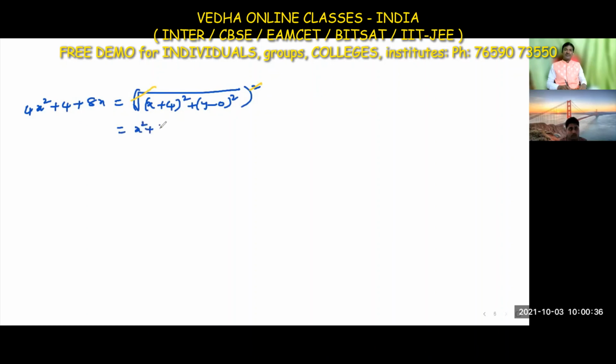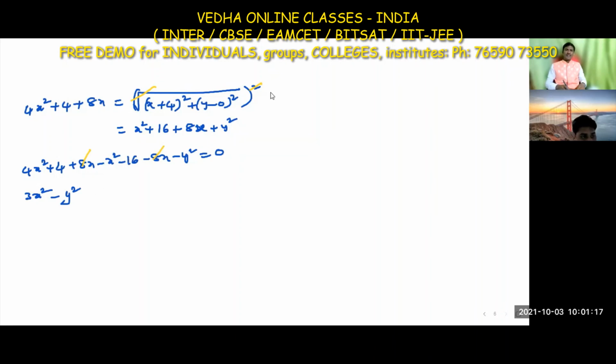So simplify the right side part. x square, 4 square 16, 2 times 4 is 8x, plus y square. Send all the terms to one side. So then it is 4x square plus 4 plus 8x minus x square minus 16 minus 8x minus y square is equal to 0. Now simplify here. 4x square minus x square is 3x square, and minus y square as it is. And here you can cancel this 8x: plus 8x minus 8x gets cancelled. And 4 minus 16, how much is the value? 4 minus 16 is minus 12.